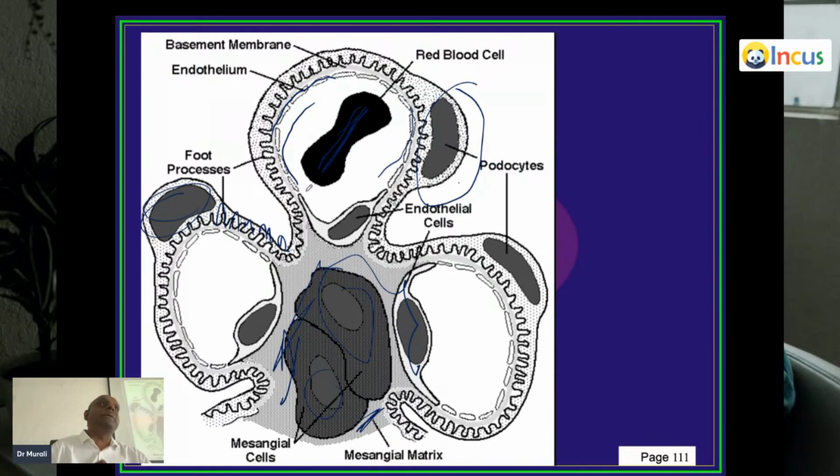Once more, how many types of capillaries: fenestrated capillaries, tight junctions, physiology, which we left. Then behind that endothelium, what do you have? Basement membrane. Basement membrane. And what are these? Endothelial cells.